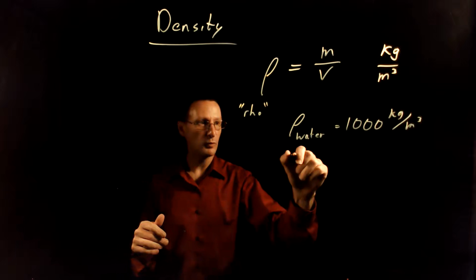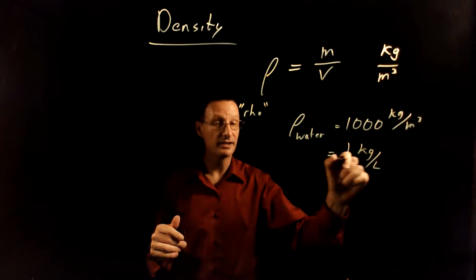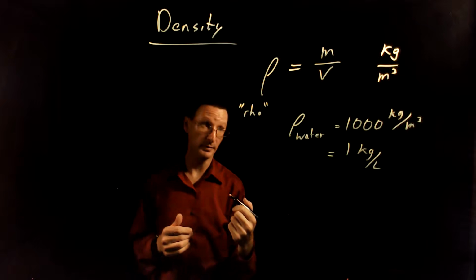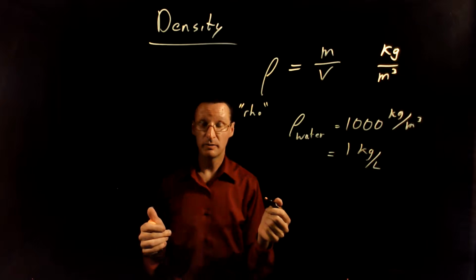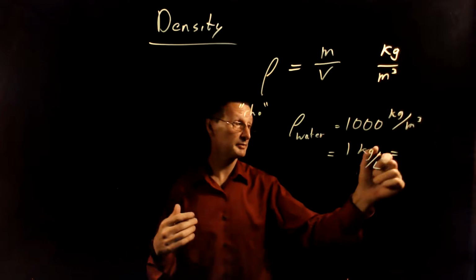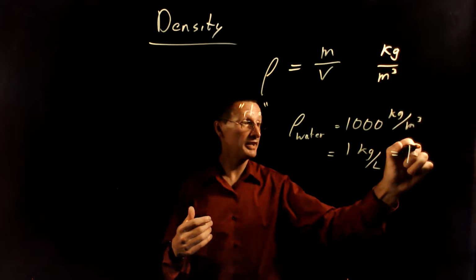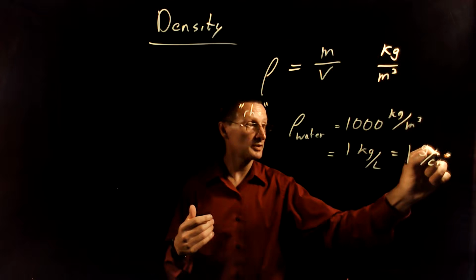A better unit for water is that it's 1 kilogram per liter. A liter is also a unit of volume. So a liter then is 1/1000th of a cubic meter. Or you may have also seen this in other classes, notably chemistry. It's often quoted as 1 gram per cubic centimeter, so centimeters cubed.